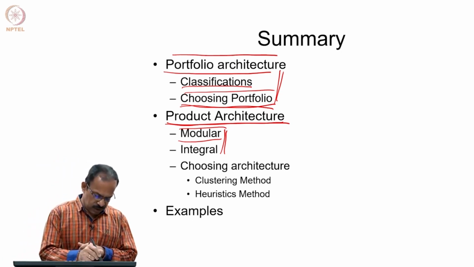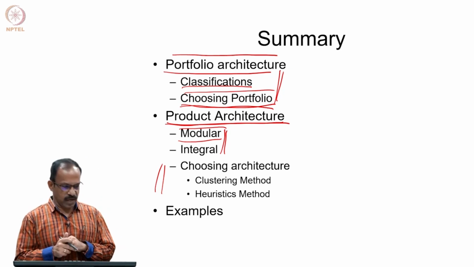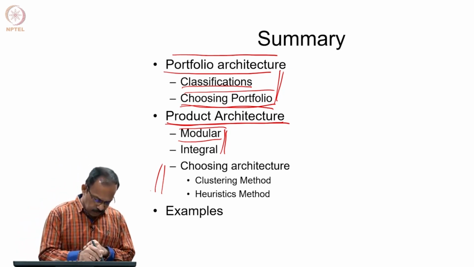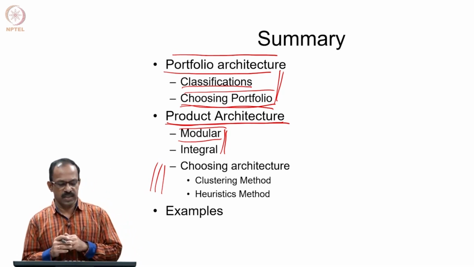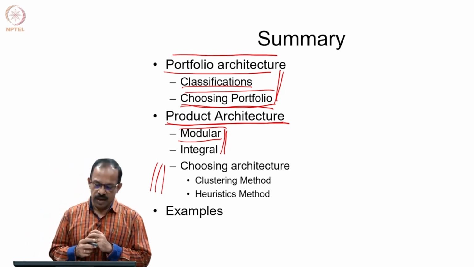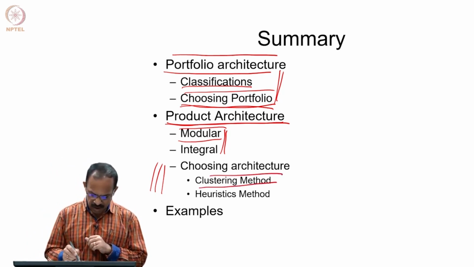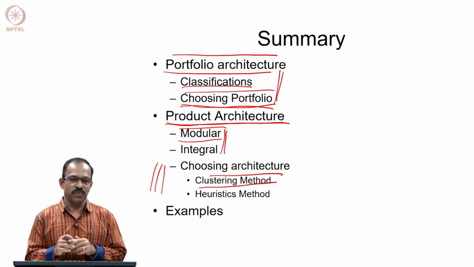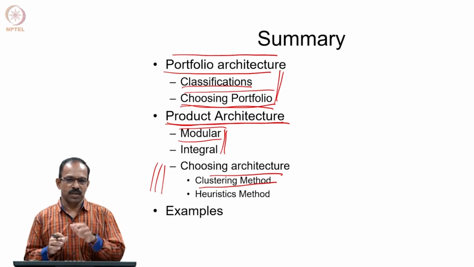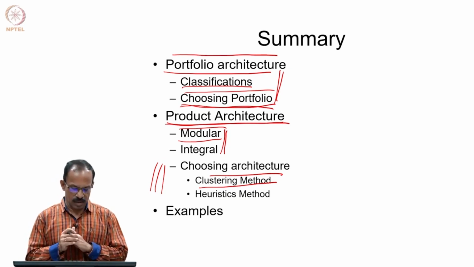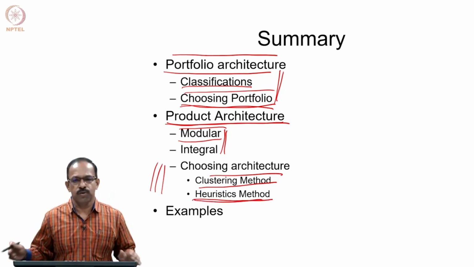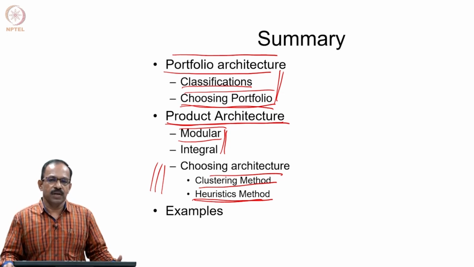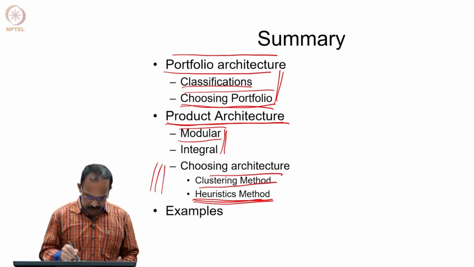And at the end we saw how do you choose the architecture. Suppose we have decided to go for a modular architecture, how can we identify the modules within the product? That was choosing the architecture. And we saw one as the basic clustering method, where we use our intuition to come up with some modules based on the flows and how it is actually arranged in the function structure. The other one was the heuristic method, where we try to apply some heuristics to identify the modules within the product. That is known as the heuristics method.